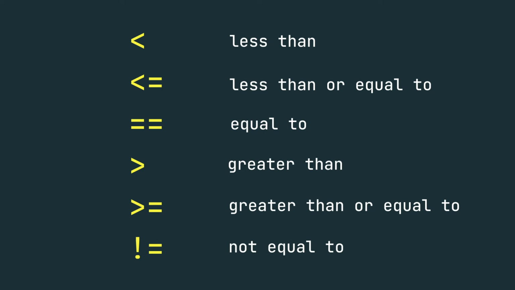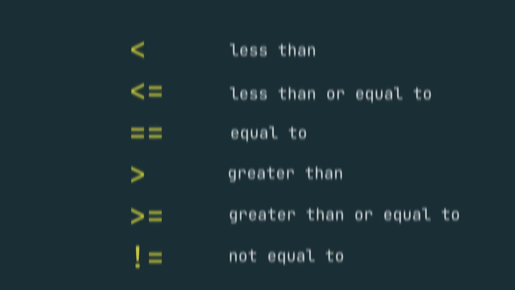Alright, the next one is greater than and greater than or equal to, and then not equal, and not equal is an exclamation point followed by equals. Remember that none of these harm the data that they're looking at. They evaluate and then return to us a true or false.